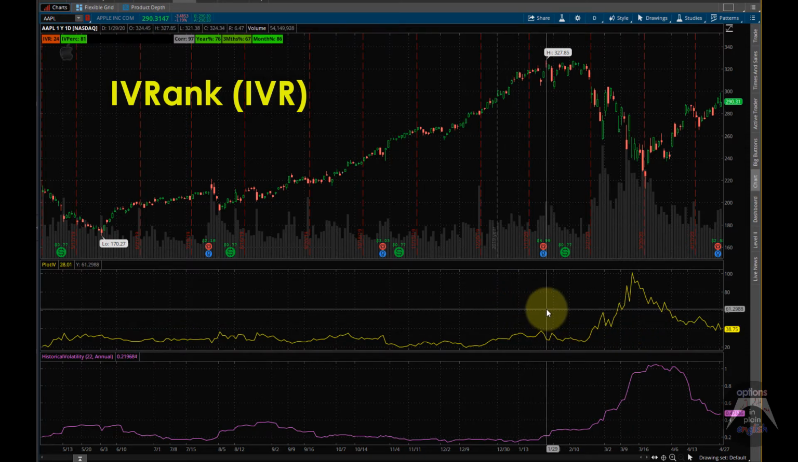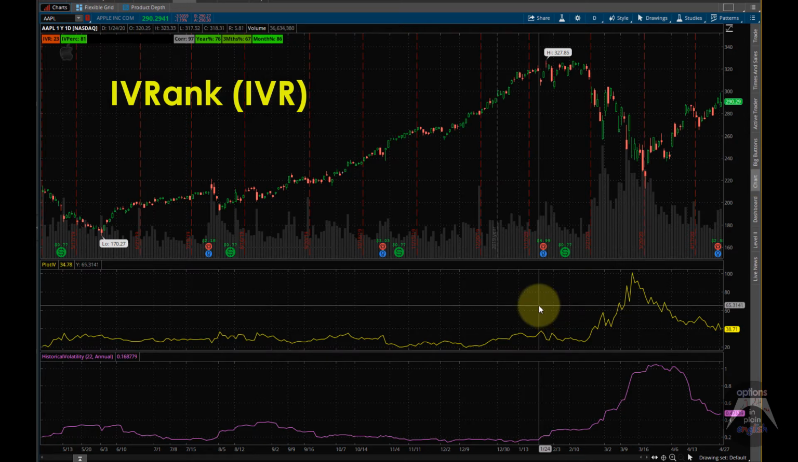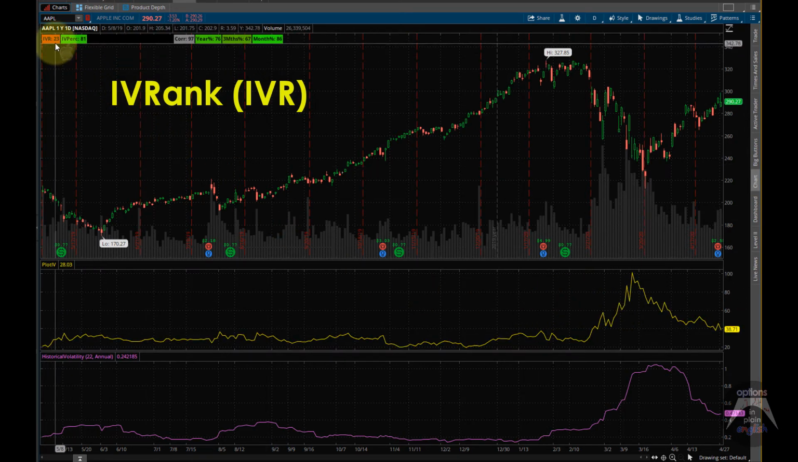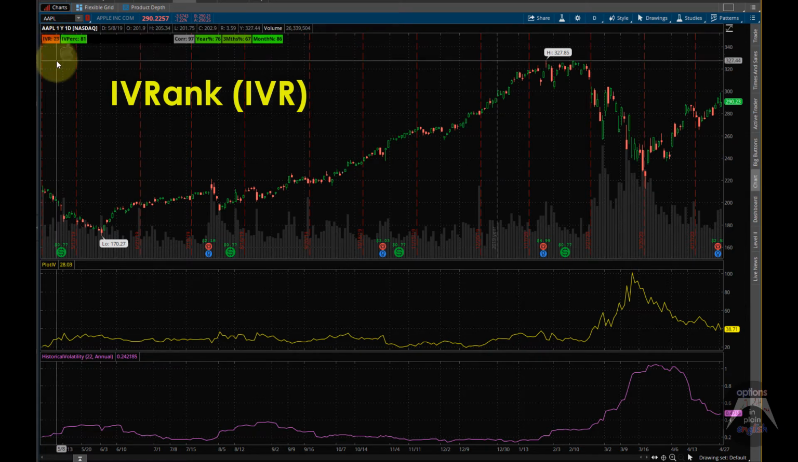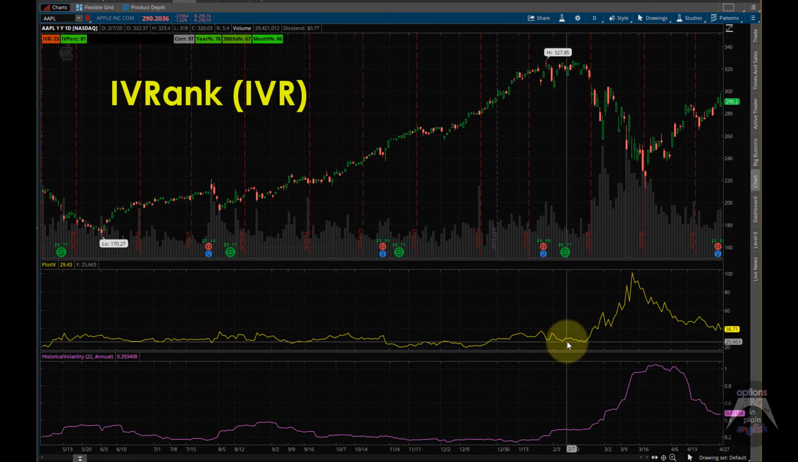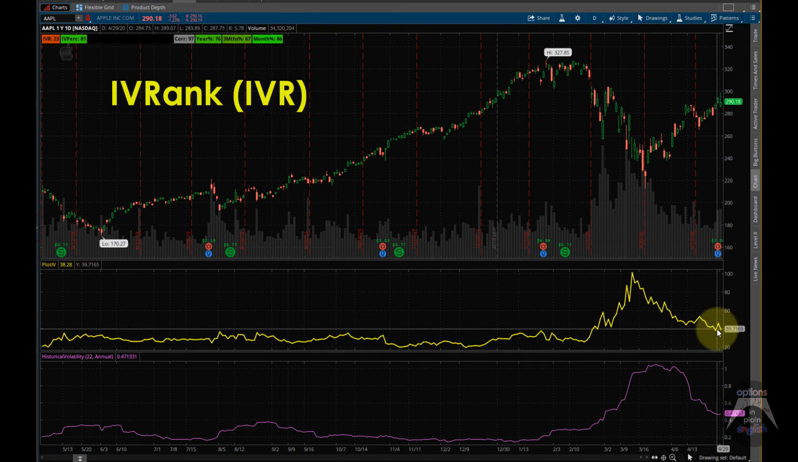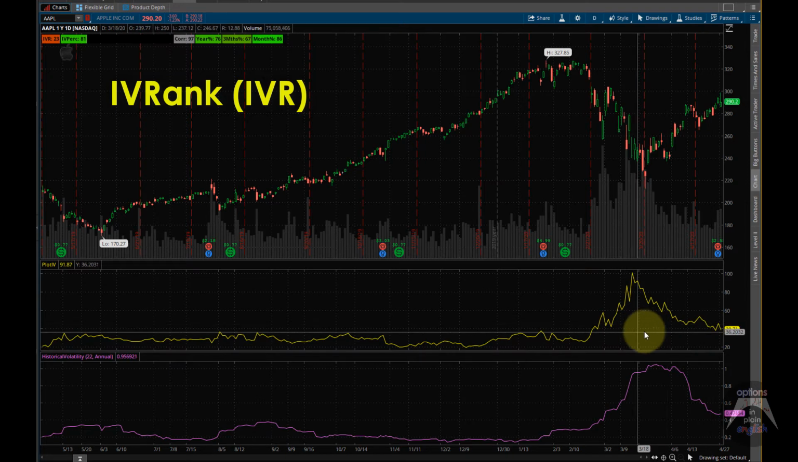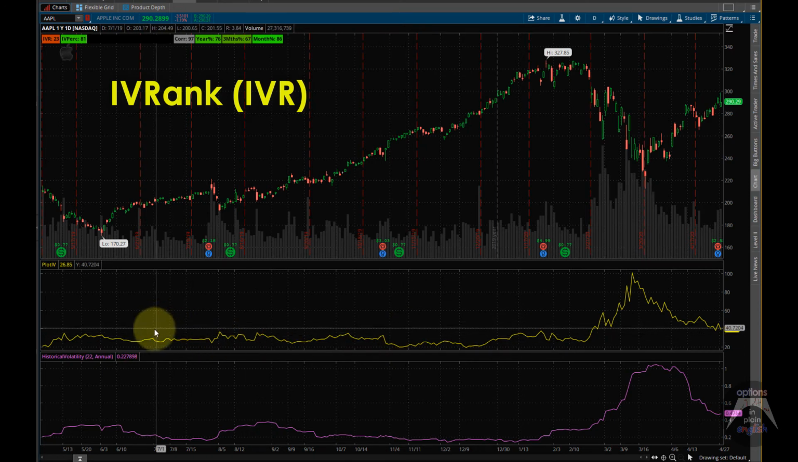The advantage is it gives you a relative value of where IV is, and it's readily available. Pretty much every platform shows you the IVR. I have a little script that puts it right here, and I also use the color to signify whether it's a high value or a low value. Right now, if you see red, it means it's a low value. Right now we are at 23, IVR equals 23, but even though it's low, there have been many instances where it's been lower.